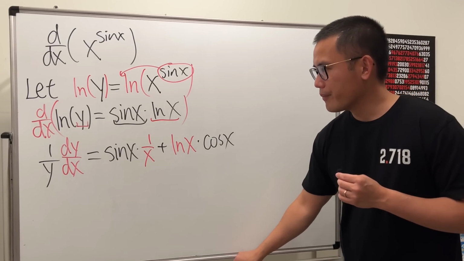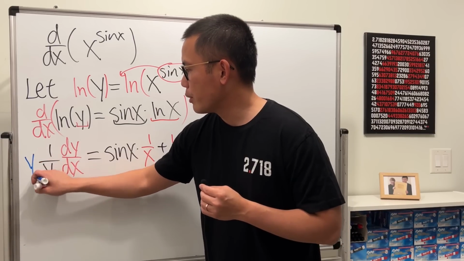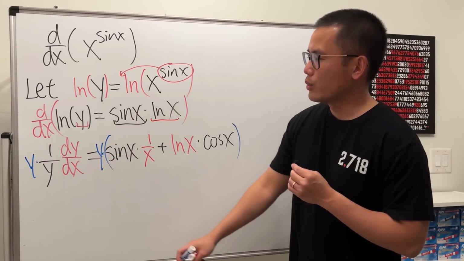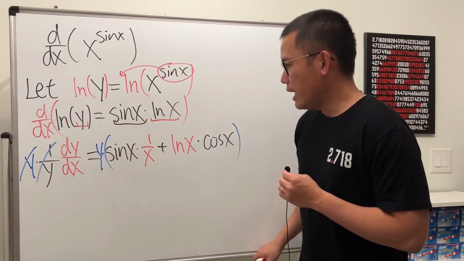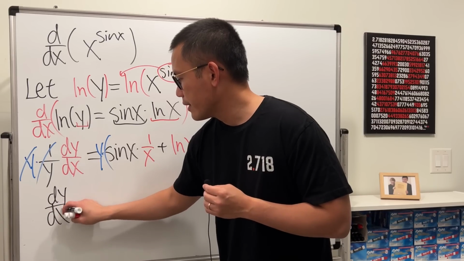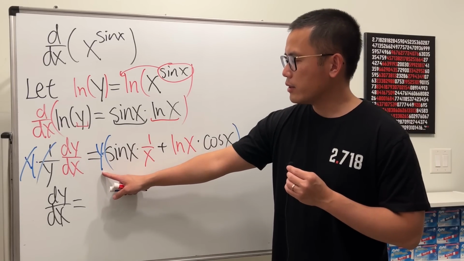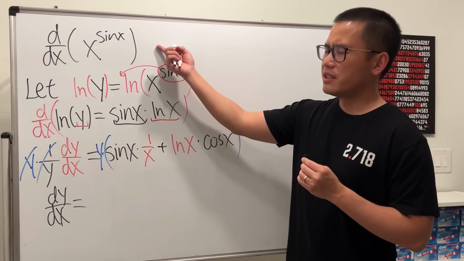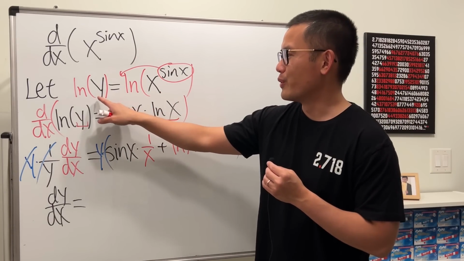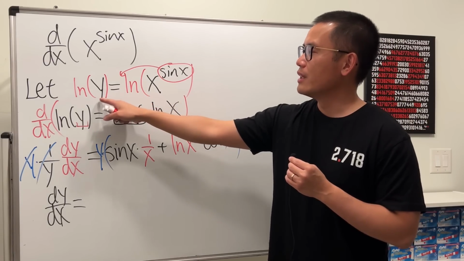Cool. Now, we want to get the y by itself, then to do so, we can just multiply both sides by y like this, and make sure it's the entire right hand side, so that this and that cancel, and we can get dy dx that's equal to y times this. But for the y though, if you want to just write this down for the answer, originally there's no y, right? But don't worry, because y is just the same as x to the sin x power. That's what the y is.